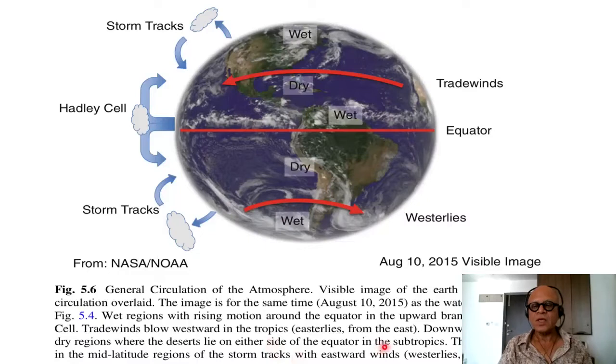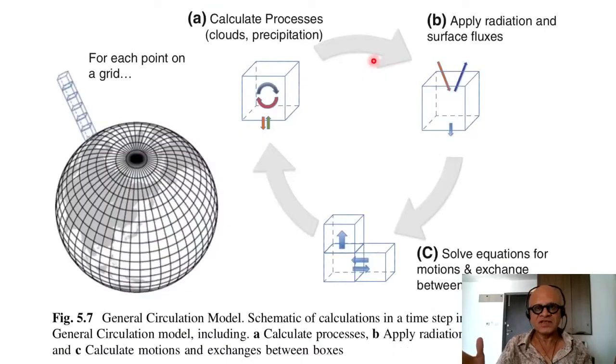Then it's wet again in the mid-latitude region, so the storm tracks with eastward winds or westerlies. Obviously, this is a very brief introduction. Without equations, you're not going to get much more than that.